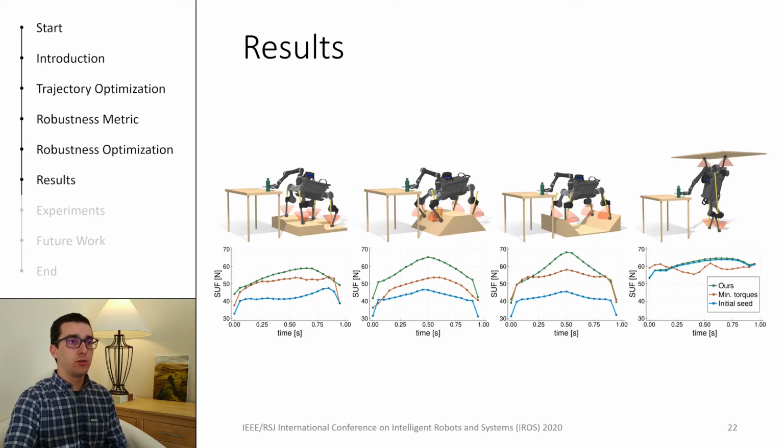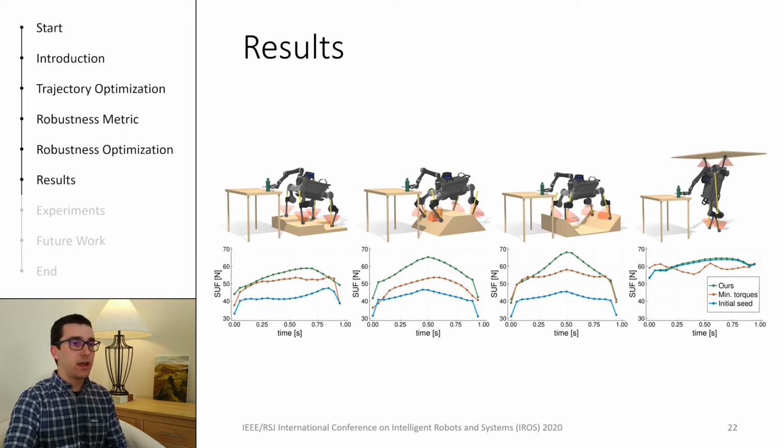The blue series show the robustness of the initial seed, which we computed using our framework to solve the optimization feasibility problem. In turn, we use this feasibility trajectory as the initial seed to solve the same optimization problem, but now maximizing our robustness metric, shown in green, and minimizing torques, shown in orange.